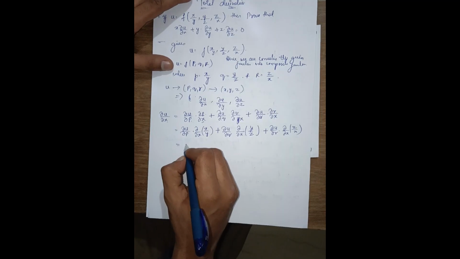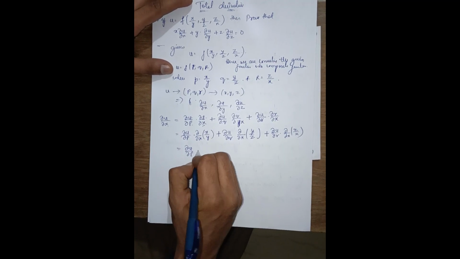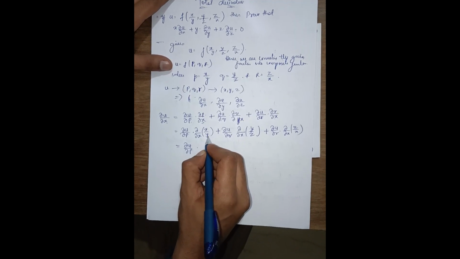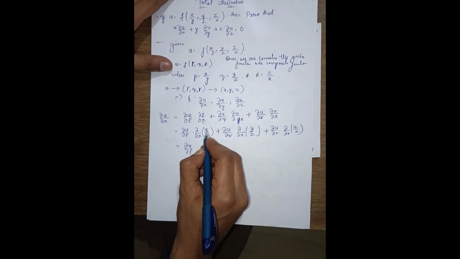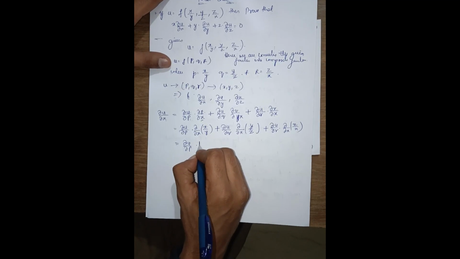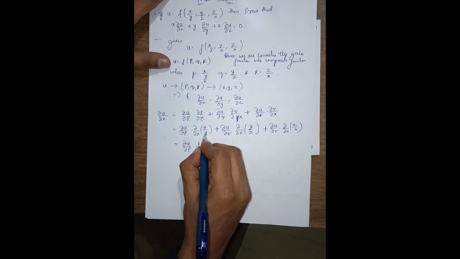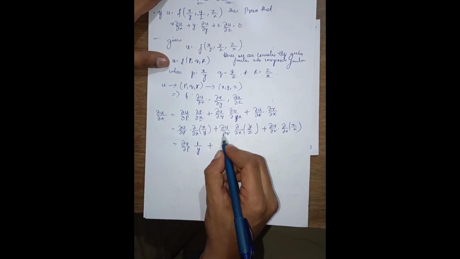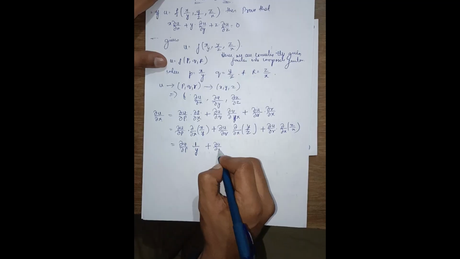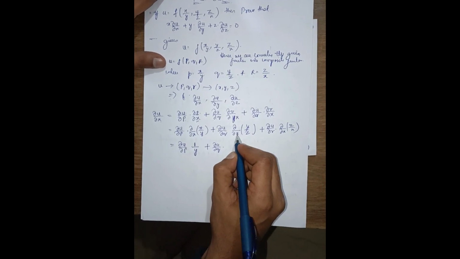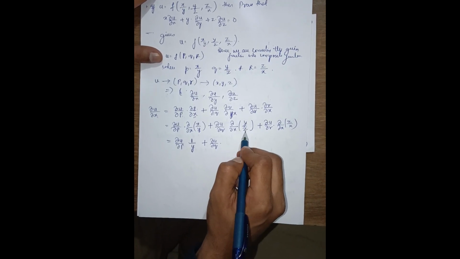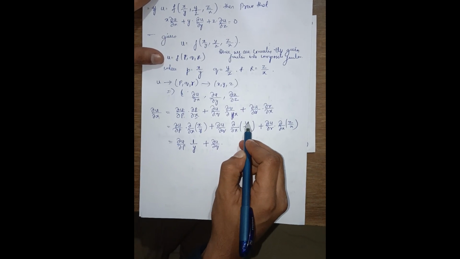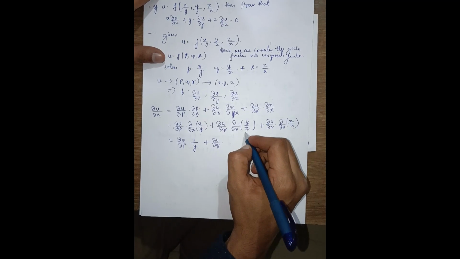Which is equal to, keep it as it is, into the derivative of x by y with respect to x: 1 by y is constant here, dou x by dou x becomes 1, plus dou u by dou q as it is into the derivative of y by z with respect to x, but we do not have any x term here, so this tends to 0 because both are constant.